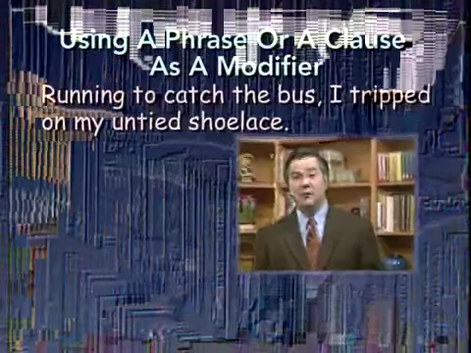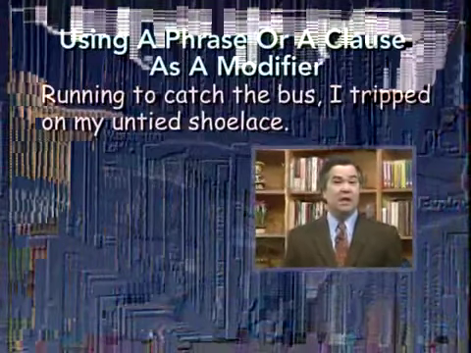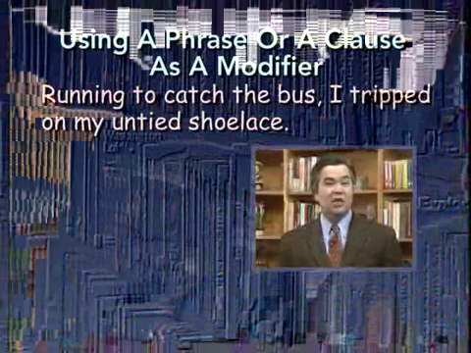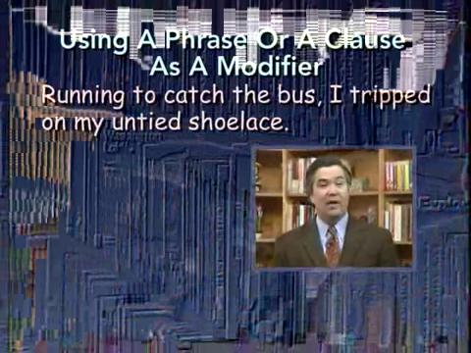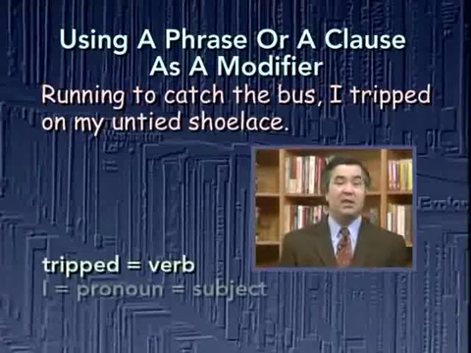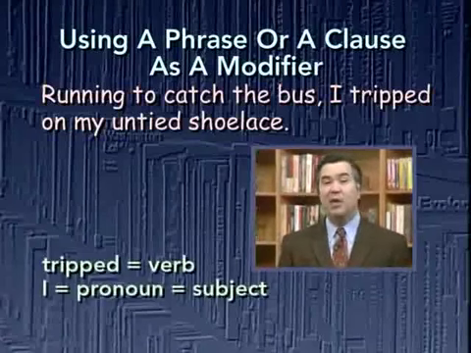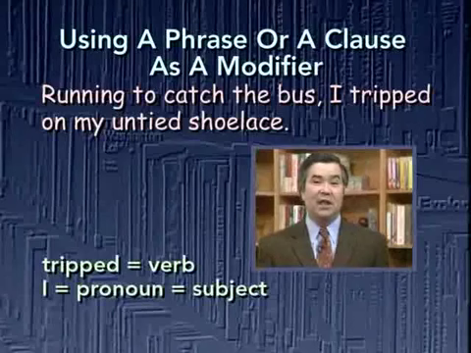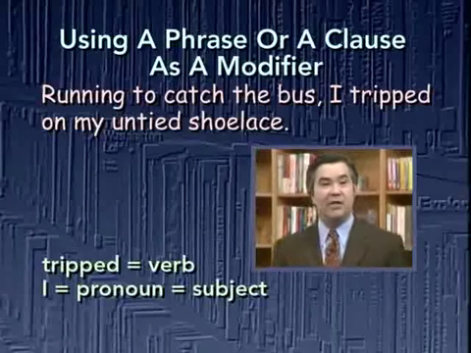First, let's look at a couple of examples of how a phrase and a clause can be used as a modifier. Take a look at this sentence. Running to catch the bus, I tripped on my untied shoelace. Now, what's the main verb in this sentence? It's tripped. The subject is I, the pronoun. I tripped on my untied shoelace. That's the main action of the sentence.